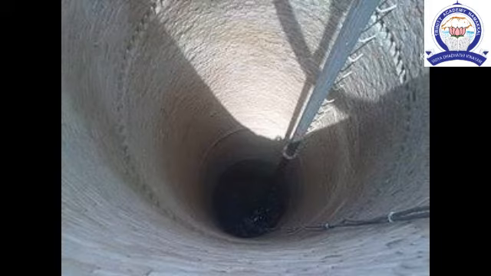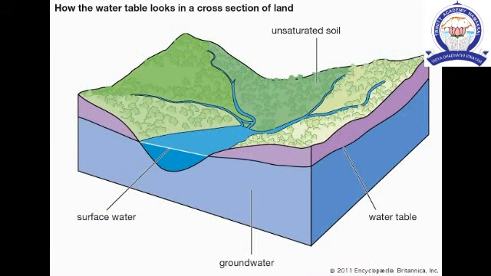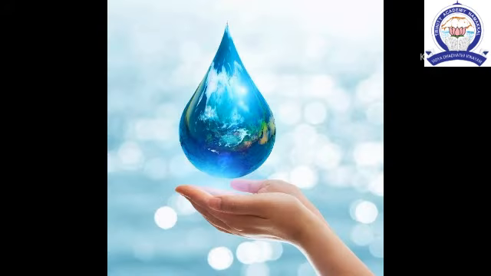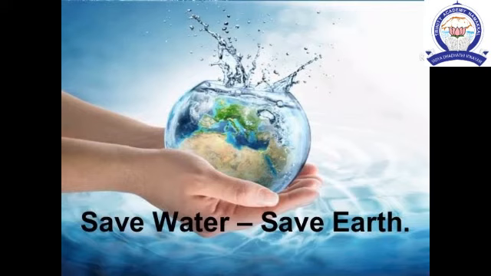We draw out this underground water from tube wells and wells. Places that are dry have less underground water. The level of underground water in an area is called the water table. Water is a precious natural resource. We should use it carefully. We should not waste water. Save water, save earth.